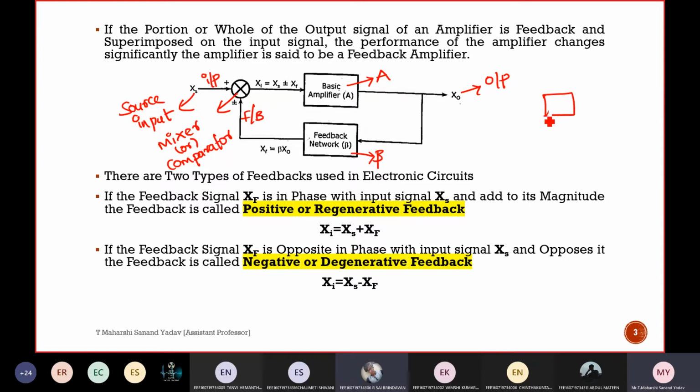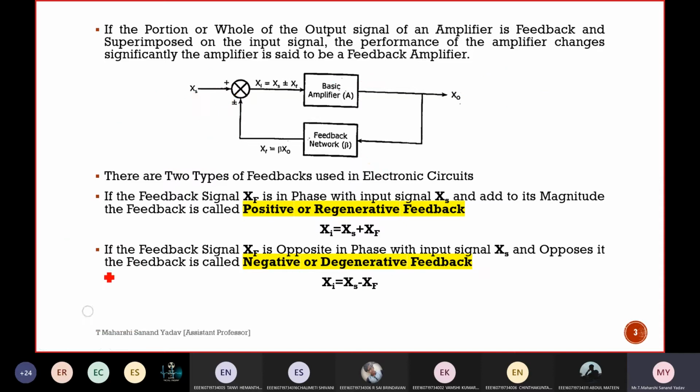Just now we have seen an amplifier with some gain: input, so that I get output. Directly from output to input, I'm connecting. Now based upon this, there are two types, positive feedback as well as negative feedback. Here if you observe, XS is entering, and here XF is entering. Remember this point: XS is source, XF is feedback, XO means output. I'll write one equation. Suppose XS plus XF is equal to XI. Next one, XS minus XF is equal to XI.